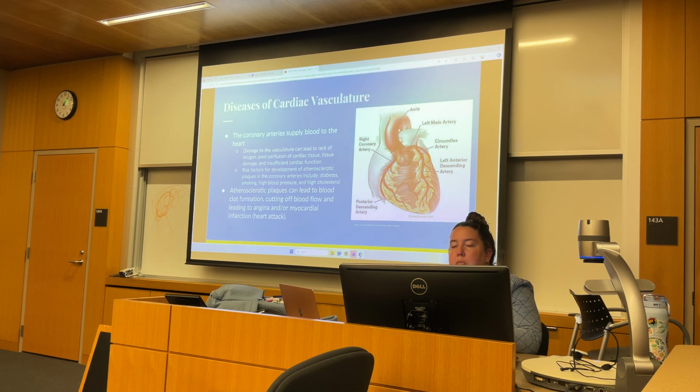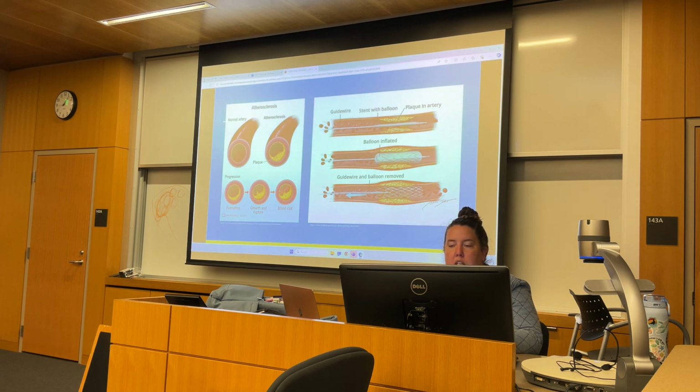Risk factors for the development of atherosclerotic plaques in the coronary arteries include diabetes, smoking, high blood pressure, and high cholesterol. Atherosclerotic plaques can lead to blood clot formation, cutting off blood flow and leading to angina and or myocardial infarction. Angina being chest pain related to ischemia. All right, so you can see here atherosclerosis, so you see that plaque forming, and then it continues to form before it has a growth and rupture. And that rupture is where those blood clots start to form.